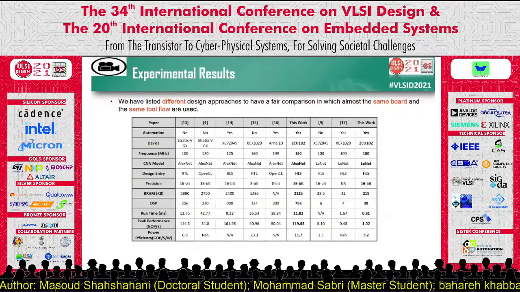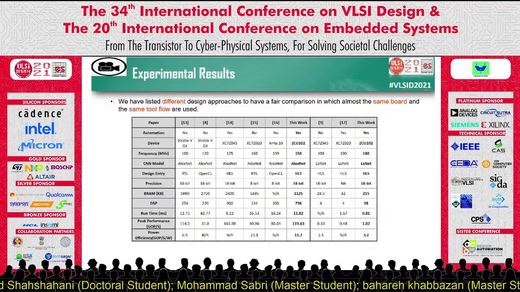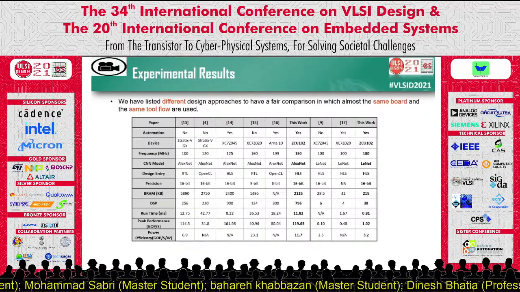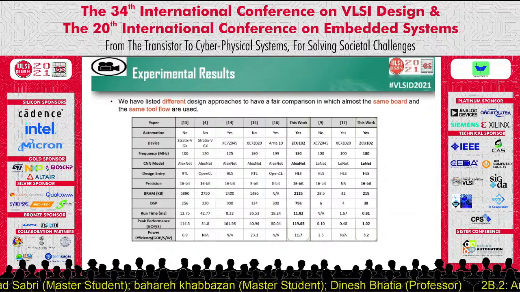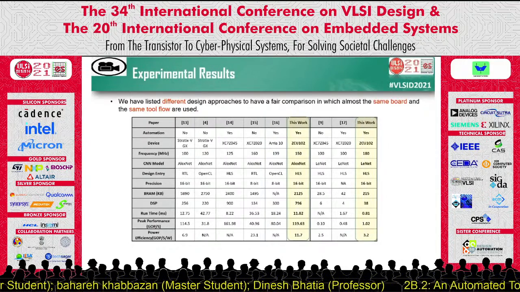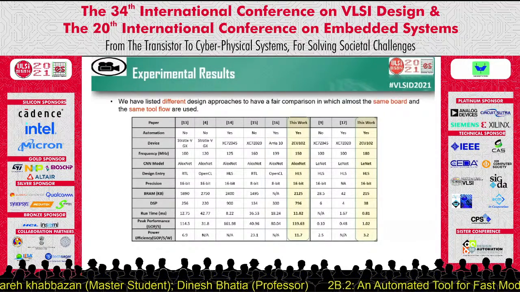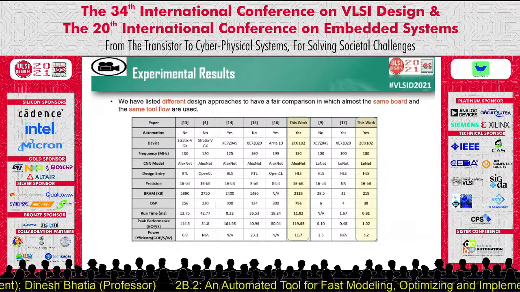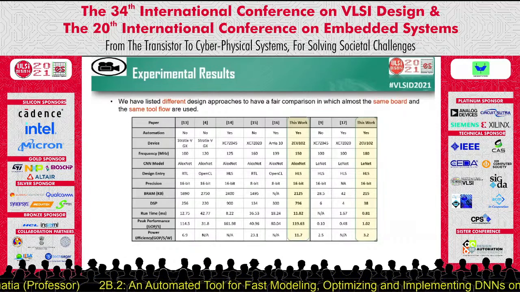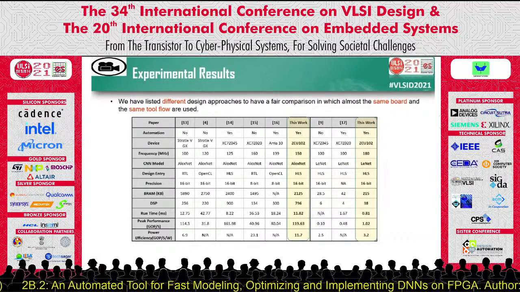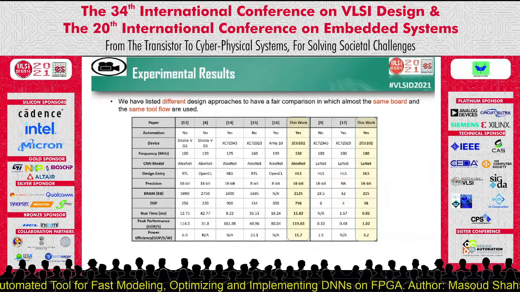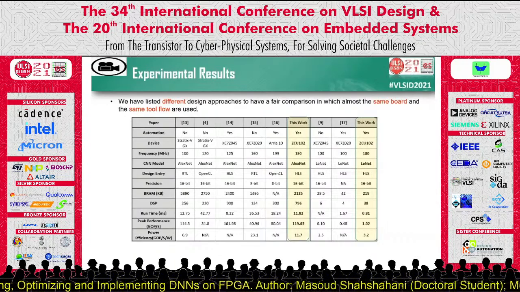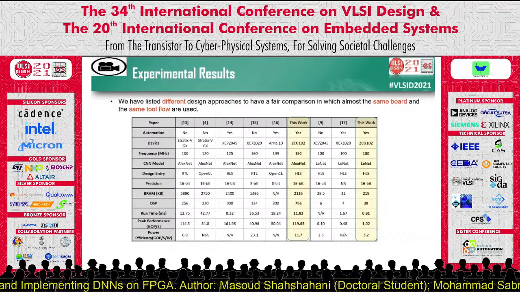We compare in terms of overall performance, overall area, and the implementation methodology in the following table. We have listed different design approaches to have a fair comparison, in which almost the same board and the same tool flow are used. It turns out that our design can achieve better performance with the same design tree compared to hardware utilization. ToolNet and AlexNet neural networks were implemented. In most cases, our accelerator performed better, while it tried to reach an efficient implementation in terms of power and resource utilization.